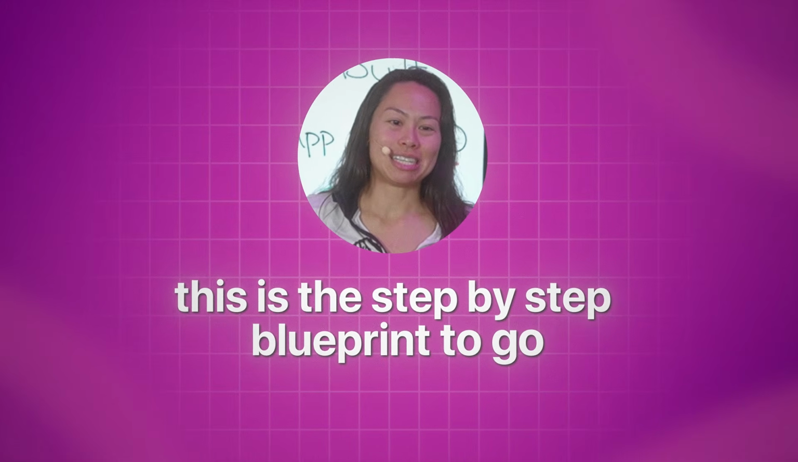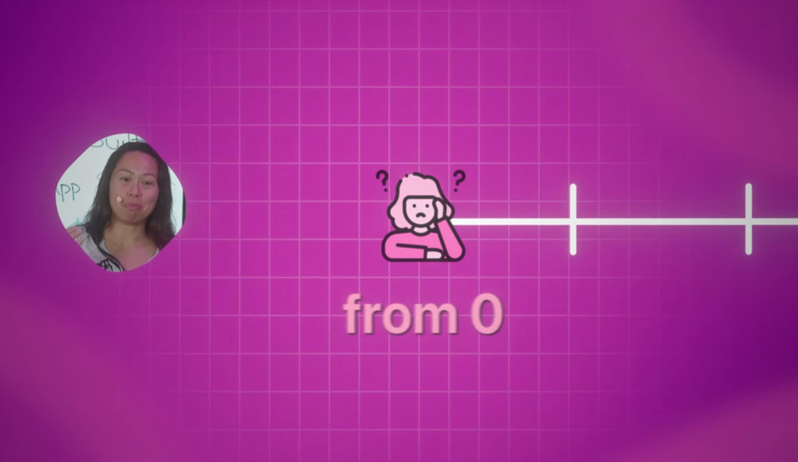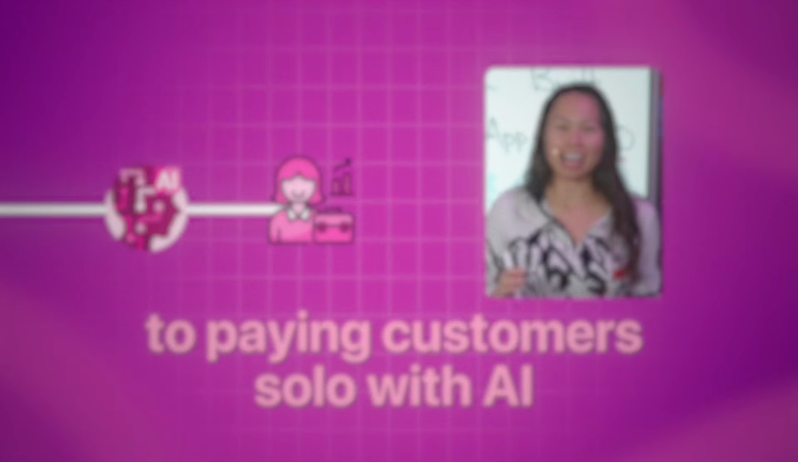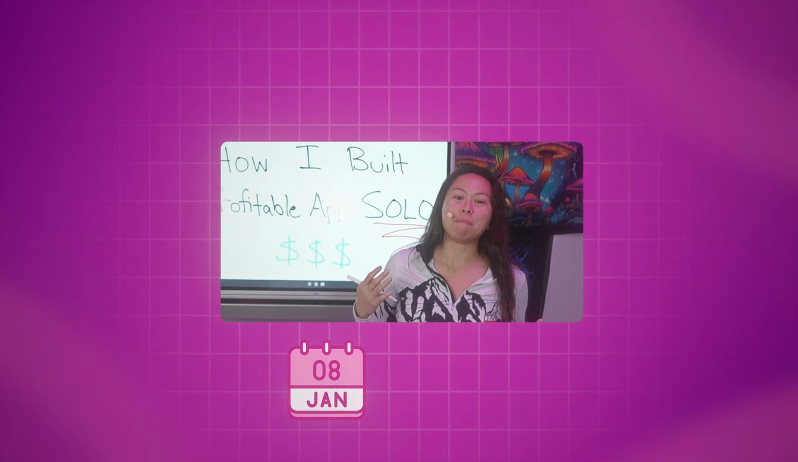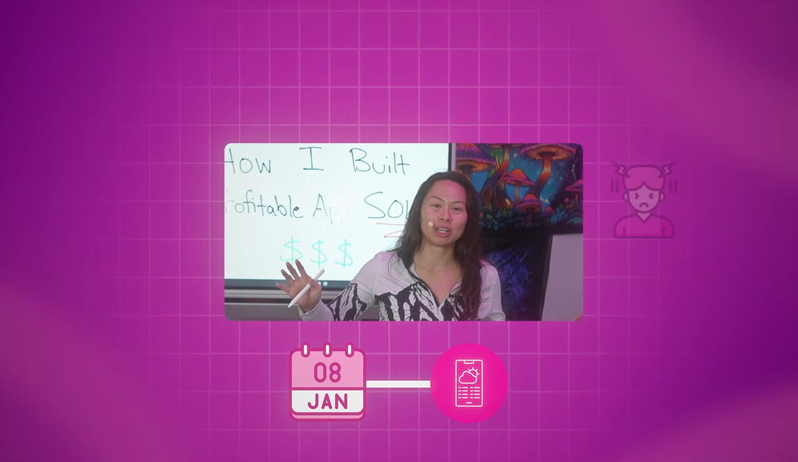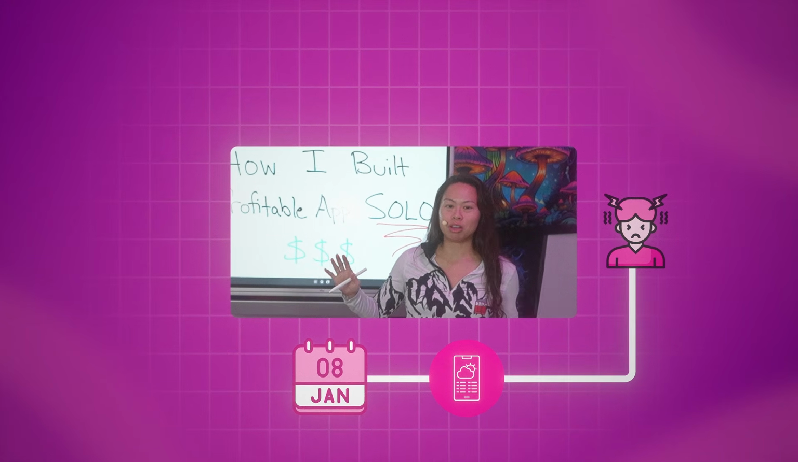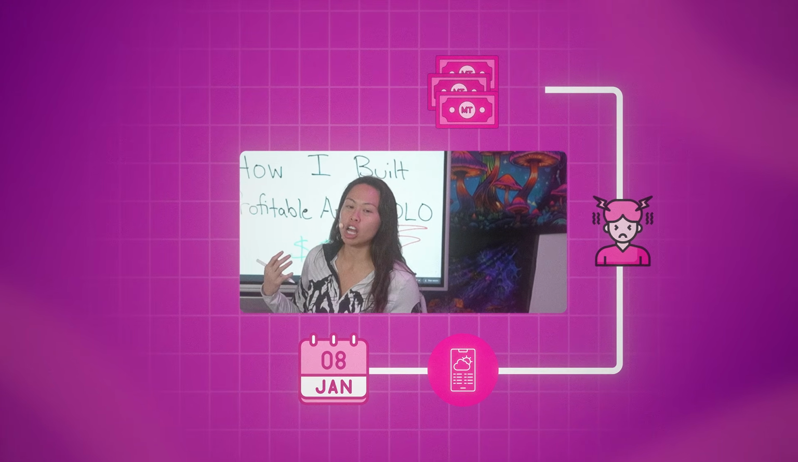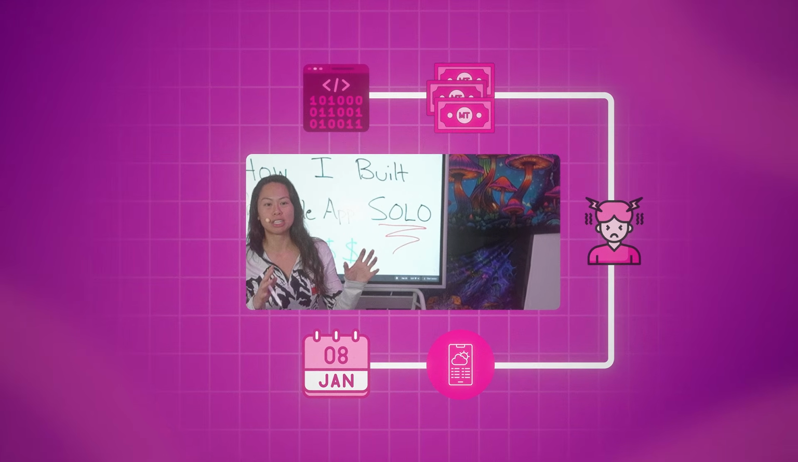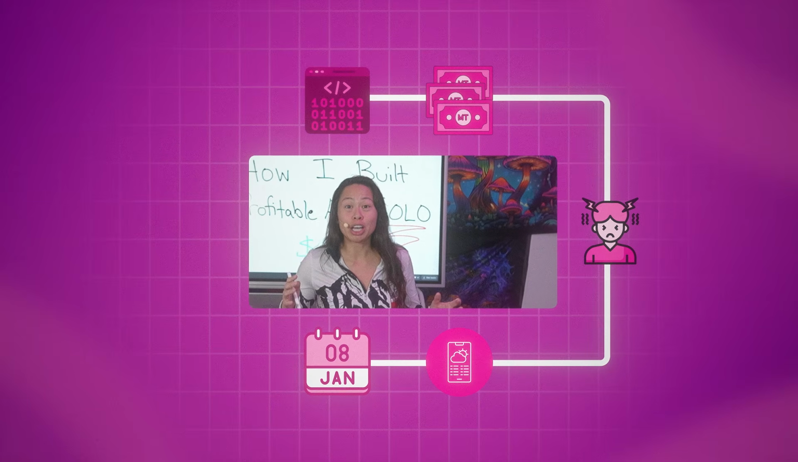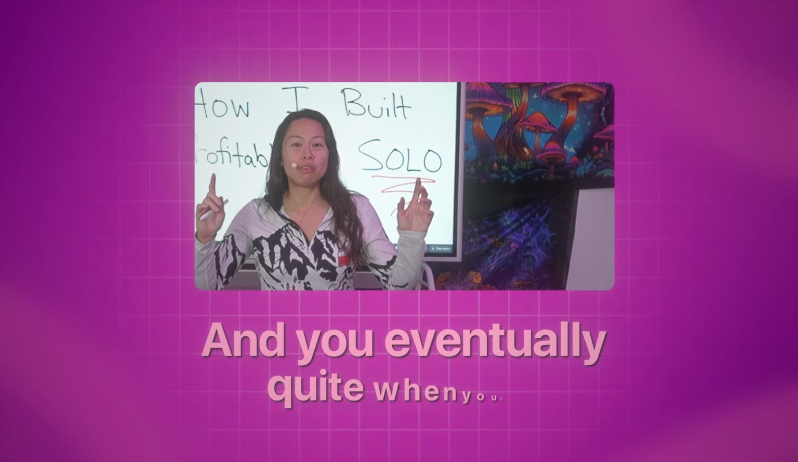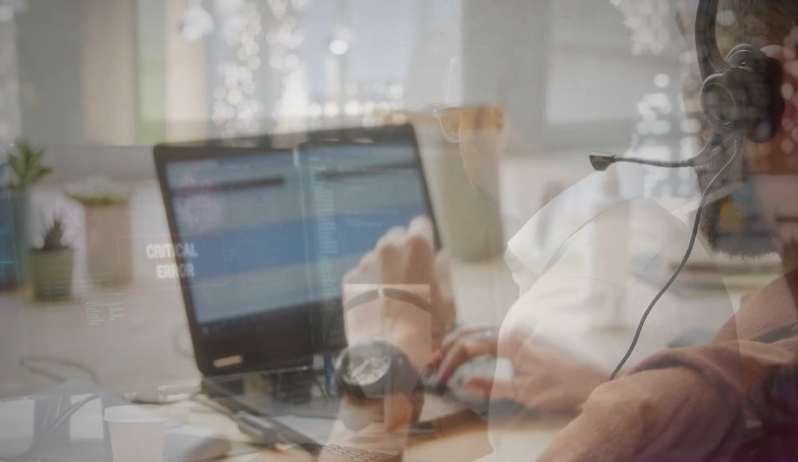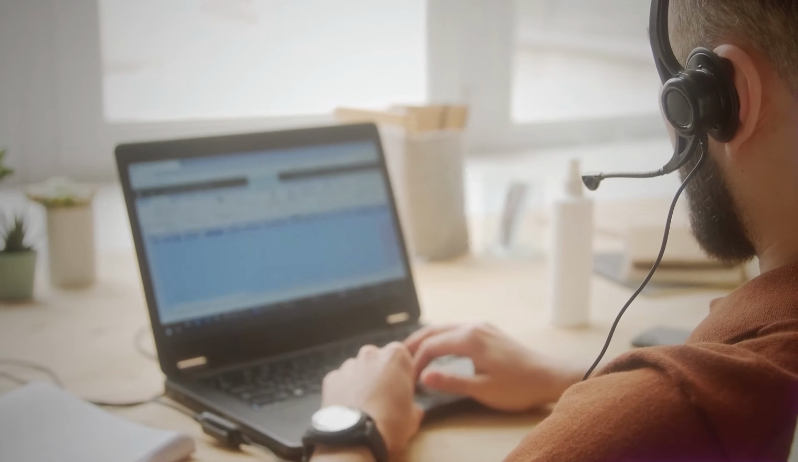This is the step-by-step blueprint to go from 0 to paying customers solo with AI. No investors, no employees, and no budget. Now, most people spend months building an app only to realize they created a solution for a problem that doesn't exist. You burn hundreds of dollars on vibe coding tools and API fees, you get stuck in tutorial purgatory chasing the latest shiny object, and you eventually quit when your code starts throwing errors you can't fix, or when you realize it's actually really hard to get 10 paying customers.